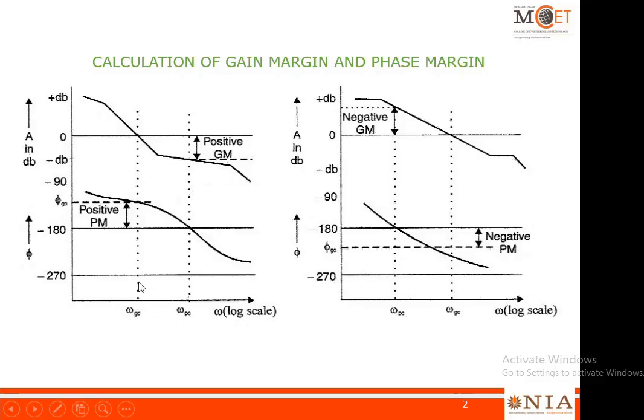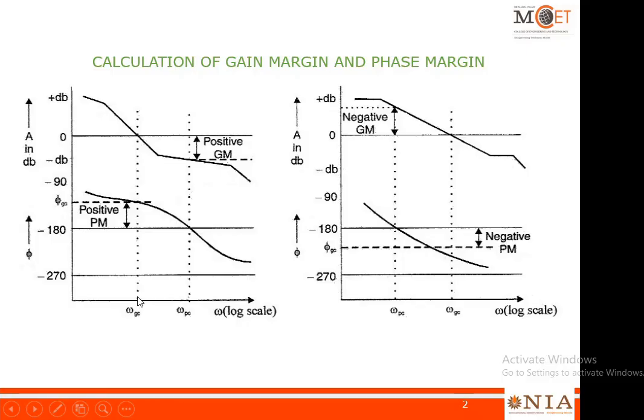The frequency at which the gain is 0 dB is called gain crossover frequency. That means from 0 dB, you draw a straight line to cut the magnitude plot, and the corresponding frequency is called gain crossover frequency. The definition is the frequency at which the gain of the transfer function is 0 dB. That frequency is called gain crossover frequency.